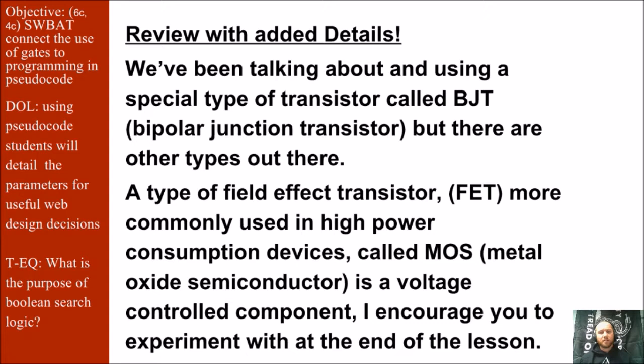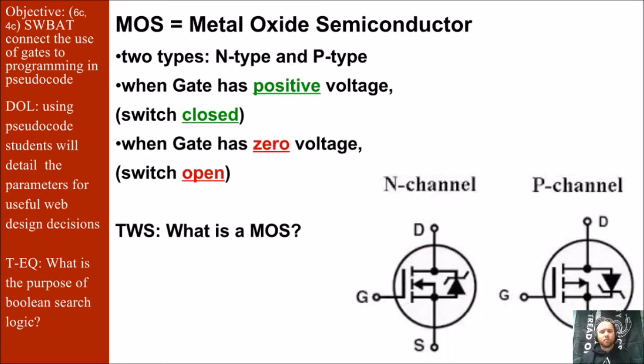So far, we've been talking about and using a special type of transistor called BJT, which stands for bipolar junction transistor. But there are other types out there. One of the types I mentioned in the agenda today is the FET, more commonly used in high power consumption devices. And then the MOS, which stands for metal oxide semiconductor. And the MOS is a voltage controlled component. So I encourage you to experiment with this at the end of the lesson. However, through this discussion of MOS transistors, I just want you to understand a little about electricity and how electricity works. There are two types of MOS transistors, the N-type and the P-type.